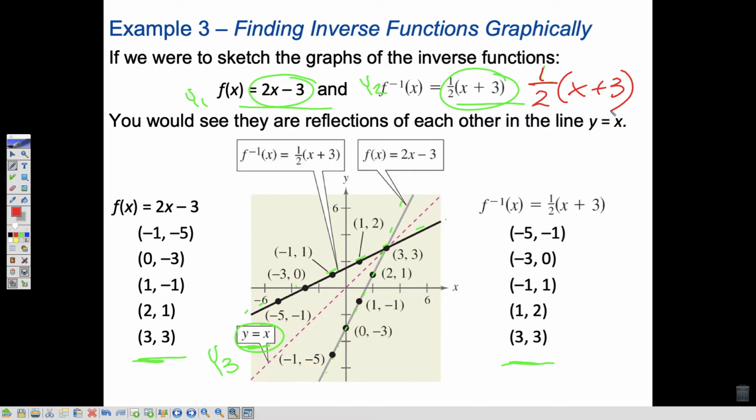Are we just graphing y equals 2x minus 3, y equals 1/2 x plus 3, and y equals x? Yes. I've got a question. To get a fraction, you put the division sign. Yes.